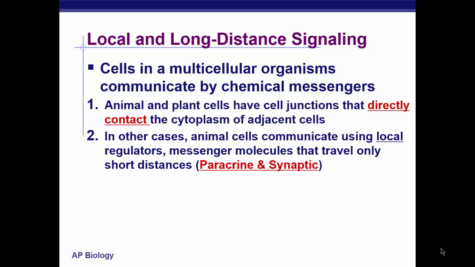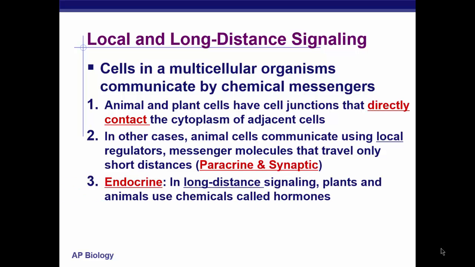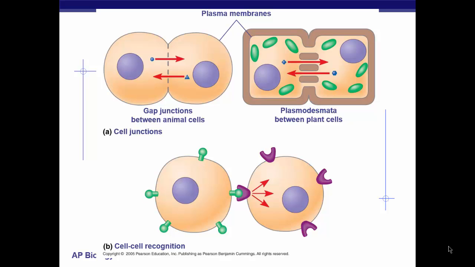In other cases, animal cells communicate using local regulators, messenger molecules that travel only short distances. So the local area cells are affected, and we'll talk about paracrine and synaptic messaging. And third, endocrine signaling is long-distance signaling, where plants and animals will use chemicals called hormones to send chemical messages to cells far away from their destination. Let's take a look at a few visual examples.